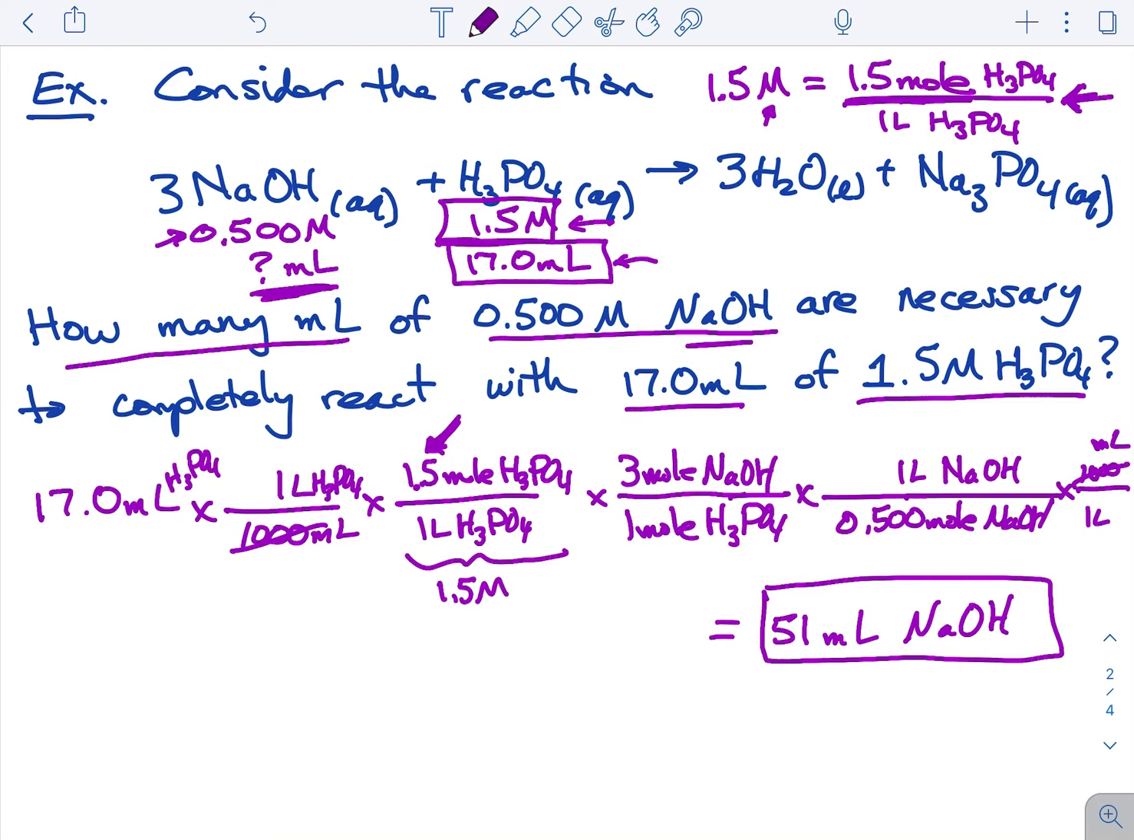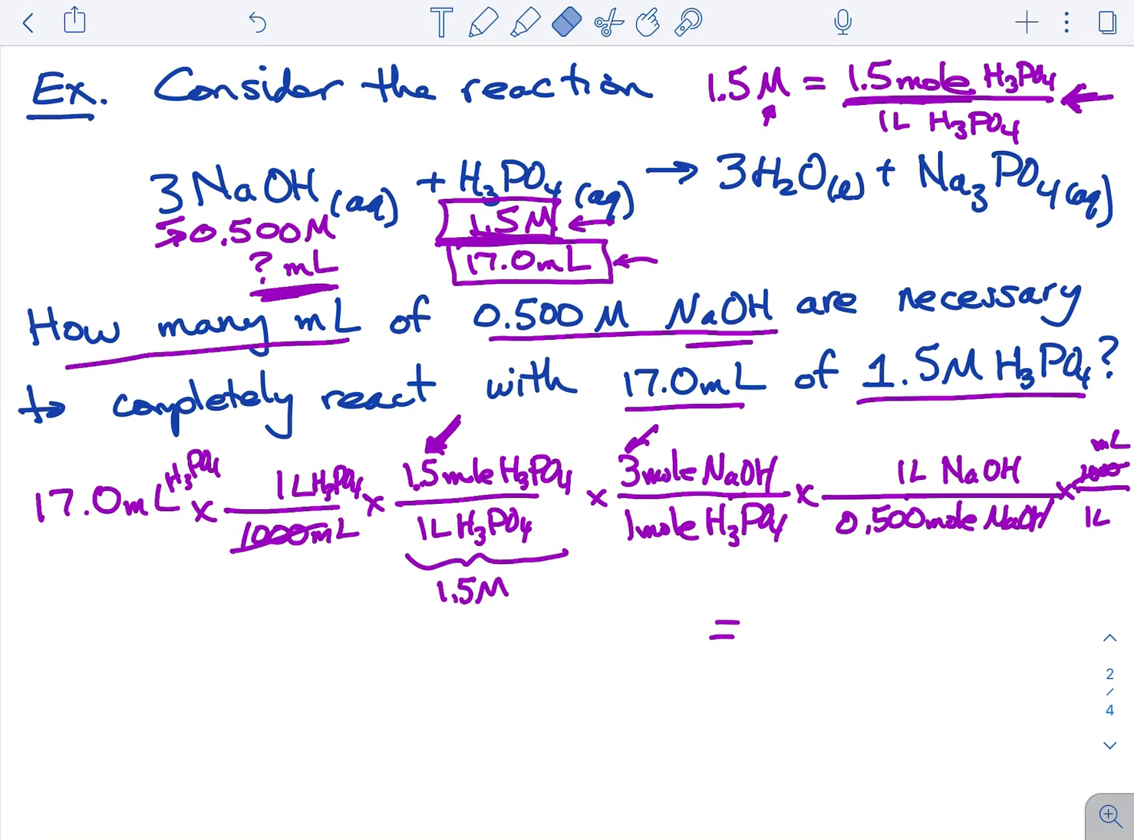Although, no, it doesn't, because the phosphoric acid is 3 times the concentration, and we've got, oh, you know what? I didn't multiply my 3 here. So I'm going to go back and do that. Hold up. This is why you always check your answers.